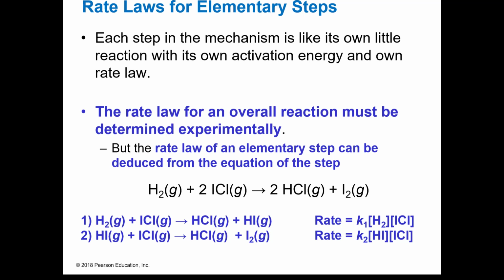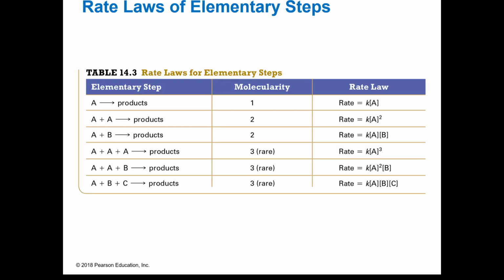All right, so rate laws for elementary steps are basically done the same way that we did the rate laws for everything else. But the overall rate law must be determined experimentally, while the rate law of an elementary step can be deduced from the equation of the step. Okay, so if you're taking H2 and ICl in the first step, the rate of that first step is going to be k1 times the concentration of each of those. And the rate of step 2 will be k2 times HI and ICl, because these are elementary steps, okay? It's not an overall equation.